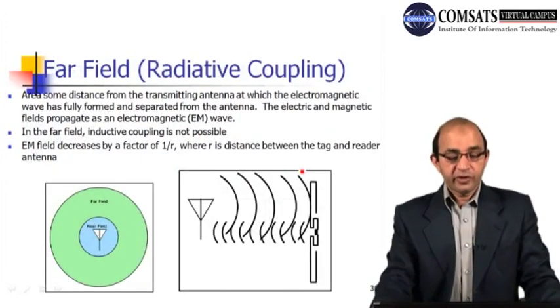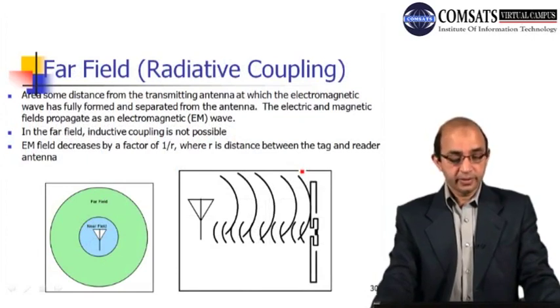So here we have a far field. It is also called the radiative coupling. The area is at some distance from the transmitting antenna, at which the electromagnetic waves have fully formed and separated from the antenna. So you can see that there is a separation from the antenna, right?